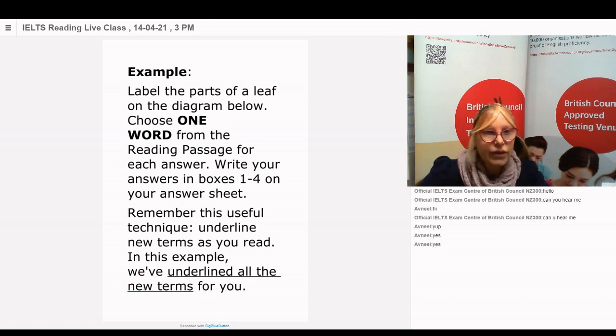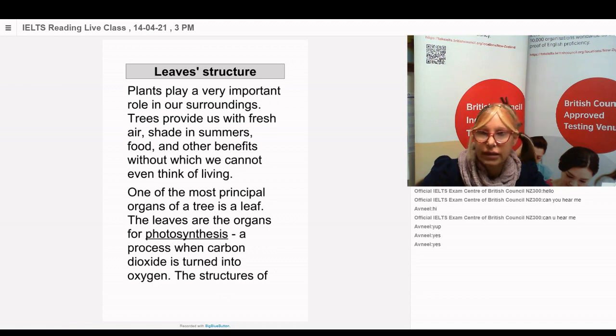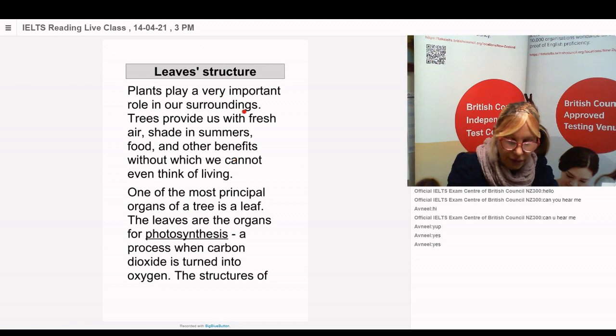Okay, so the very first thing that I always recommend candidates to do when they get their reading text is to look at the title, just to get an idea of what the text is about.